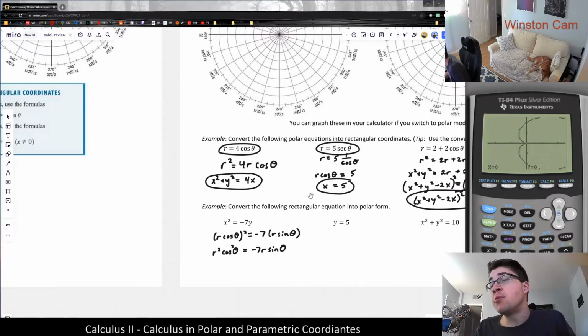Now I'm removing the possibility of r being 0, which is technically a possibility, by doing this. And what I have is r cosine squared theta is equal to negative 7 sine theta. I forgot to cancel out the r there. And then I could divide through by cosine squared of theta, and I would get r is equal to negative 7 sine theta divided by cosine squared theta.